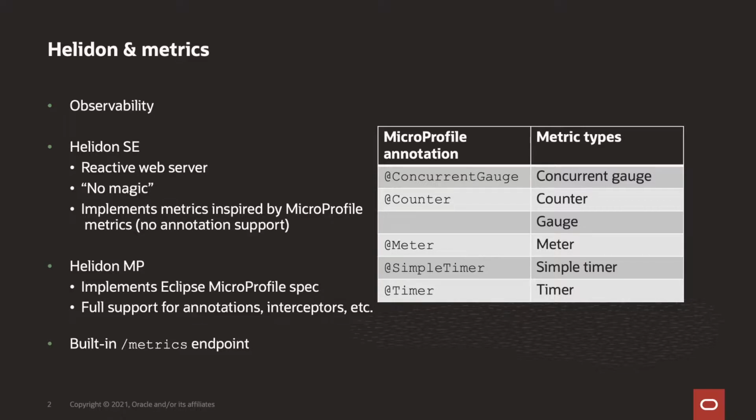Helidon MP, on the other hand, is a full implementation of the Eclipse MicroProfile Metrics specification. It includes full support for annotations, interceptors, and so forth. Both SE and MP provide built-in support for a metrics endpoint at /metrics, where a client can access a listing of all the metrics, their values, and their metadata.